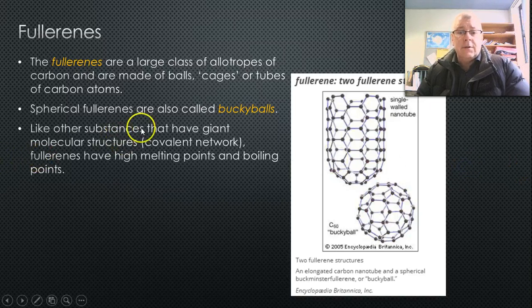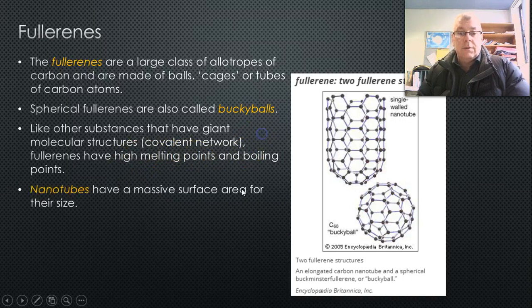Now, like other substances that have giant molecular structures, now what are other substances that have giant molecular structures, you ask? Well, they're the covalent networks. They're the diamonds, the silicon dioxide, the tungsten carbide, a couple other things. So there, where the structure is just repeated and repeated, and you can get thousands, billions, gazillions of atoms all joined together, but you've got that same structure throughout the substance.